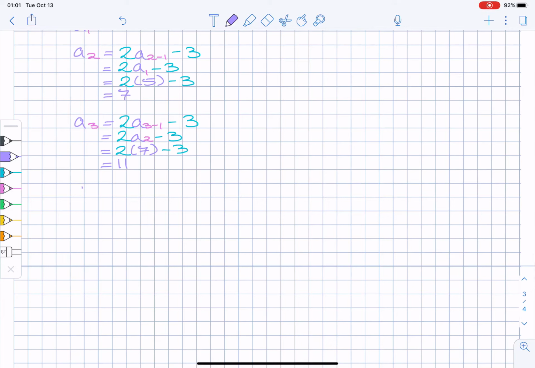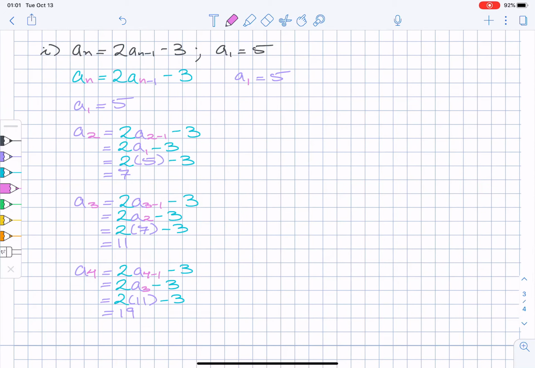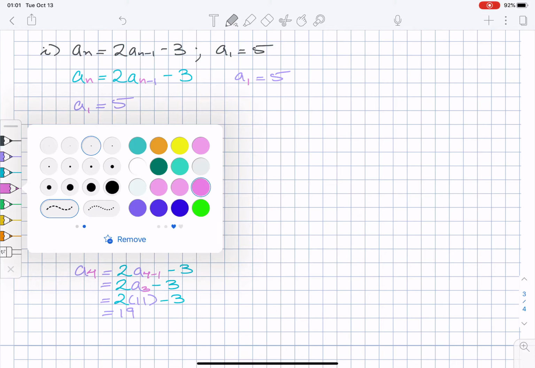What is a sub 4? Well, that's going to be twice a sub 4 minus 1, from which I'm subtracting 3. That'll be a sub 3, and what was our value for a sub 3? It was 11. So this will be twice 11, from which I'm subtracting 3. So 22 minus 3 is 19. Okay, now let's come back around here.